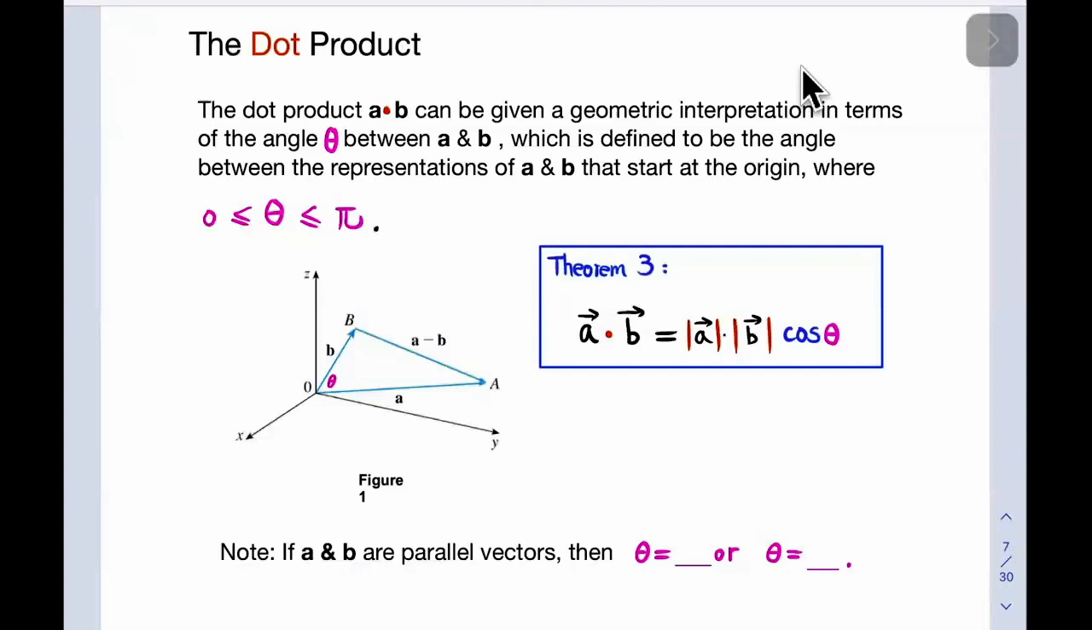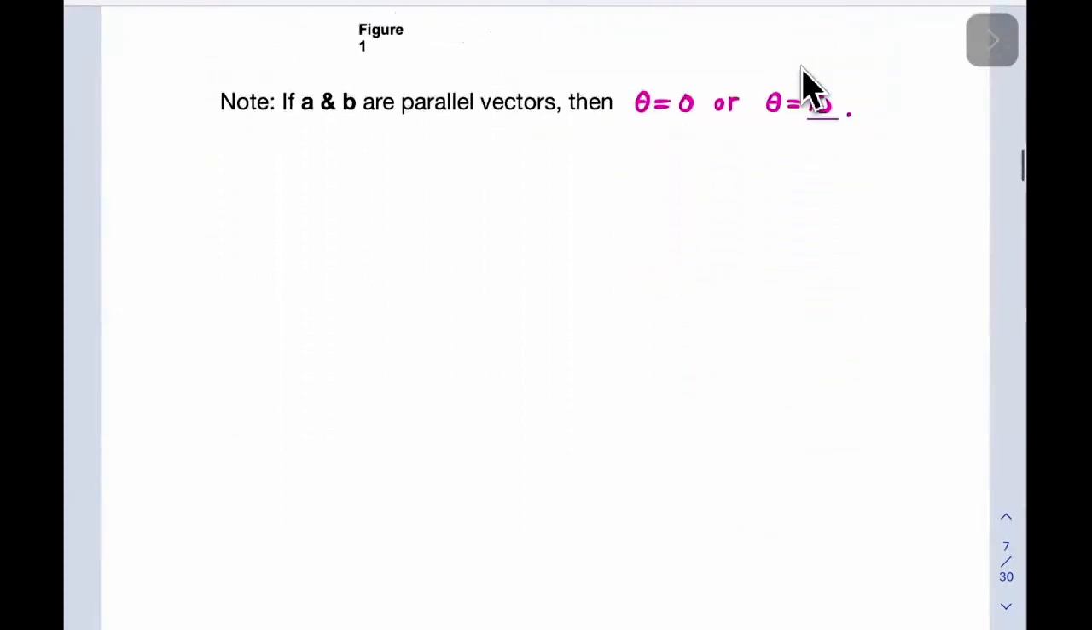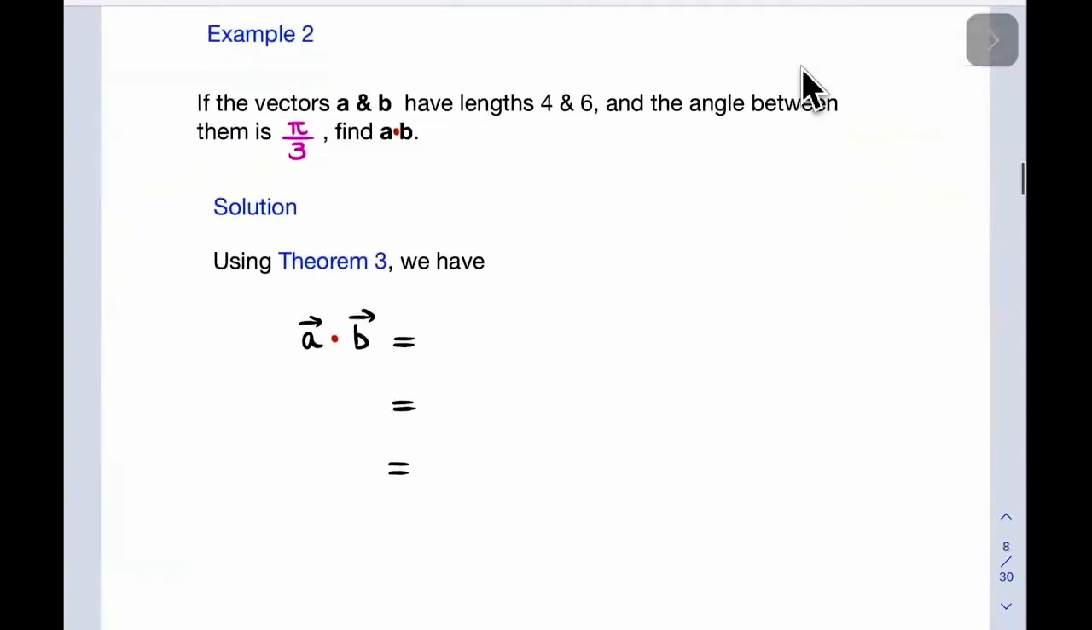Yes, it would be 0, and also it could be pi, because one vector can go this way, and then the other vector goes the opposite way. So 0 or pi. Right, participation today, so keep that up. Now let's look at the second example over here.